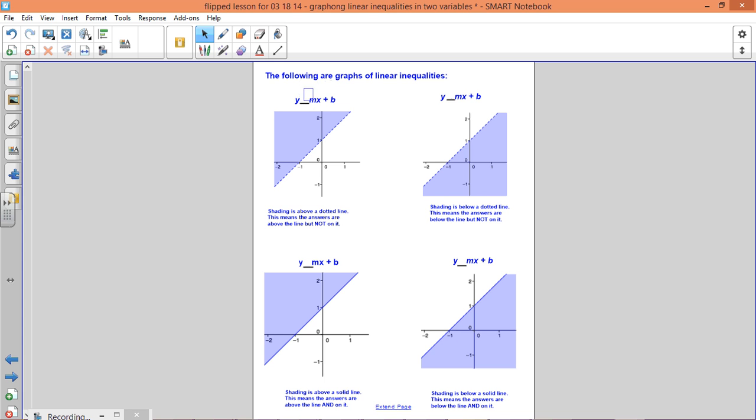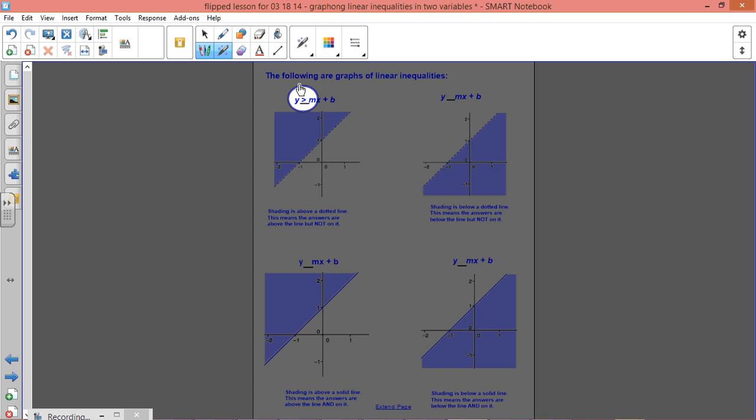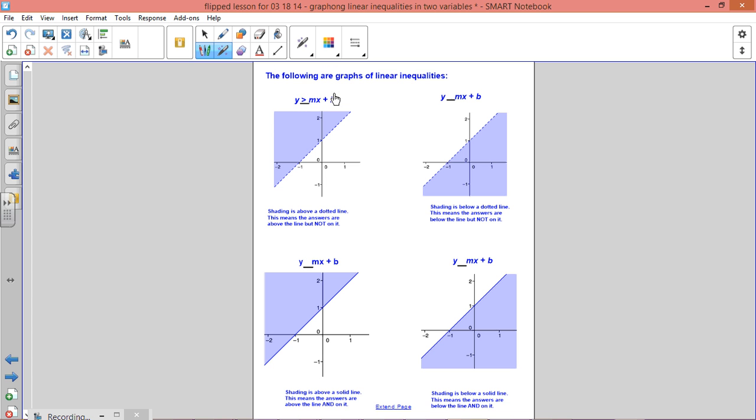Okay. Now, this is y is greater than mx plus b. So greater than is what goes in that first blank. Notice all of the points that are shaded are above the line, and you have y is greater than. That's going to be important. Also notice you have a dotted line. That dotted line is the same as an open circle. Remember our open circle meaning it can't be a solution? Same thing, now we're using a dotted line instead of an open circle.